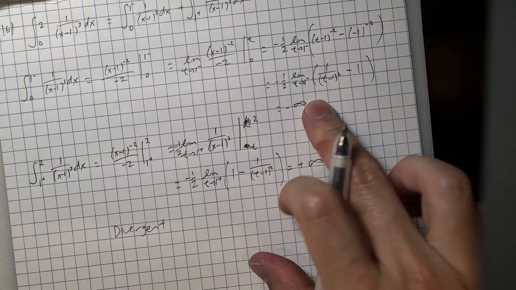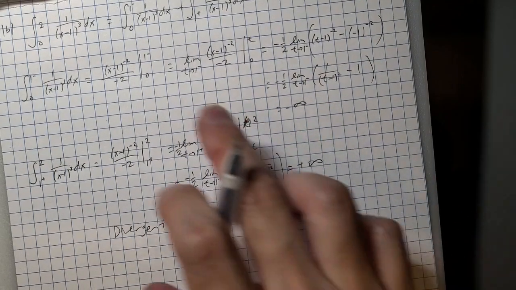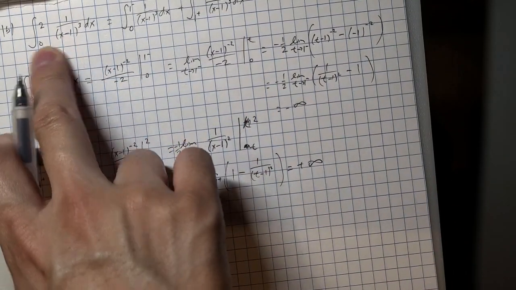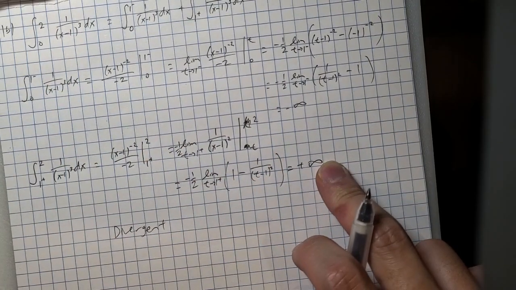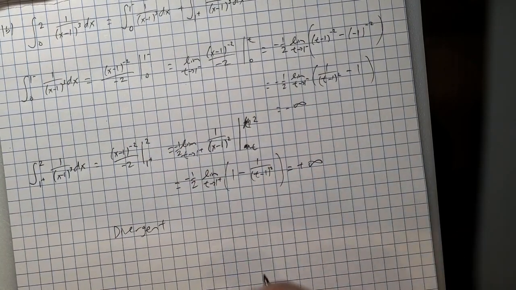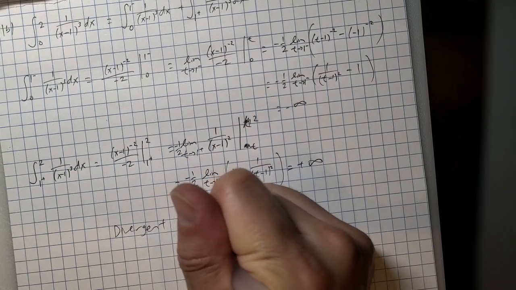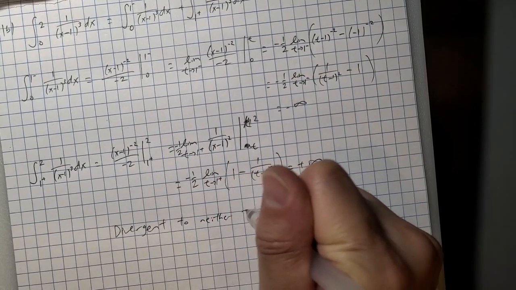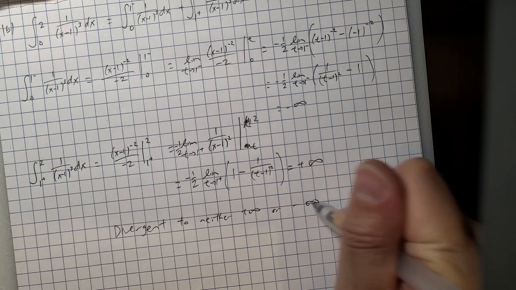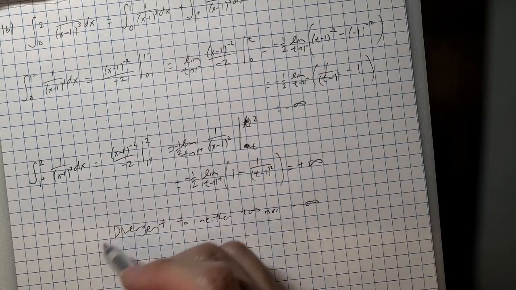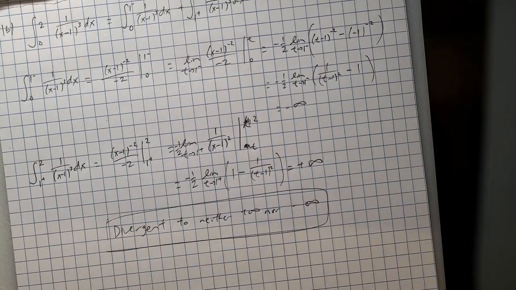We already knew that from one of them, but does it go to positive infinity, negative infinity, or neither? This one is infinity minus infinity, so it's divergent to neither plus infinity nor minus infinity. Neither nor, that's correct grammar. Okay, so that's how we answer this.